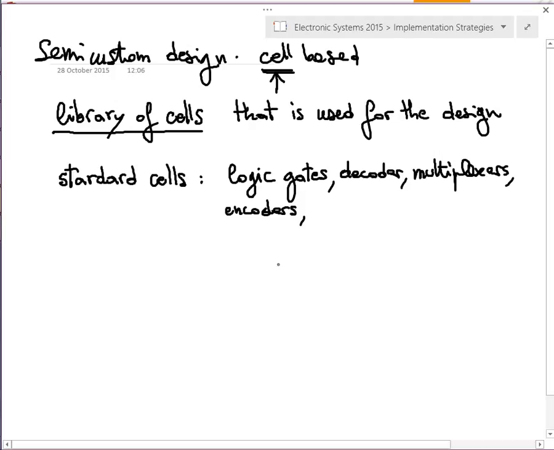And then you can have the so-called macro cells that can be larger cells. It can be, for example, a memory bank.